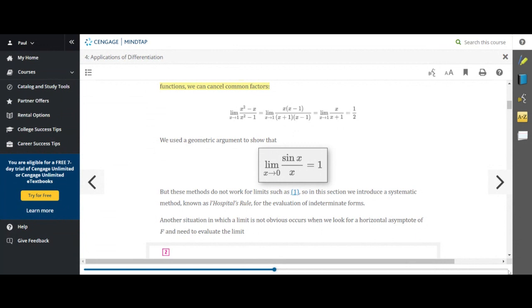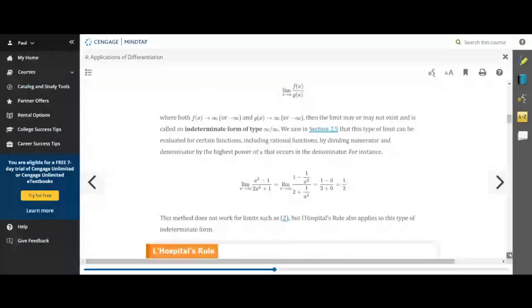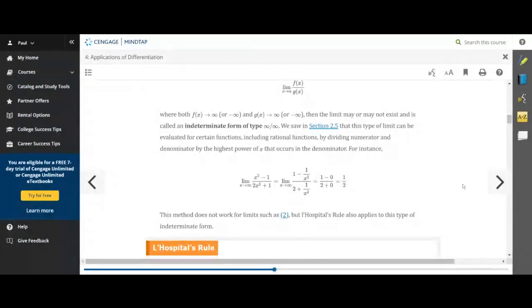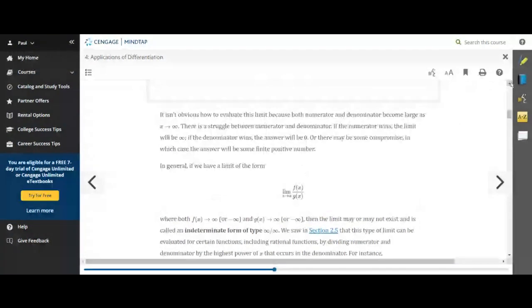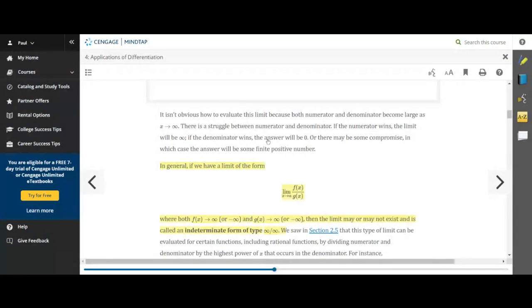Okay, thank you. So we need a way to handle these indeterminate forms. Let's focus on this indeterminate form. Suppose you have the limit of a ratio of functions f and g as x approaches a, where both functions either go to infinity or negative infinity. That's another type of indeterminate form.